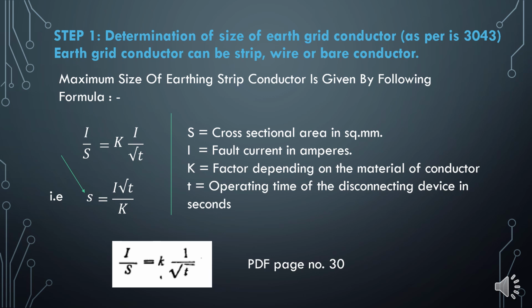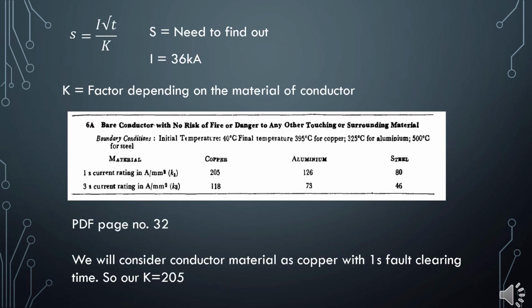You can find this formula in IS 3043 page number 30. This PDF file is enclosed with the video. We need to find out as here. I is the system fault current. It can be 10 kA, 50 or 100. Here, we will consider fault current as 36 kA.